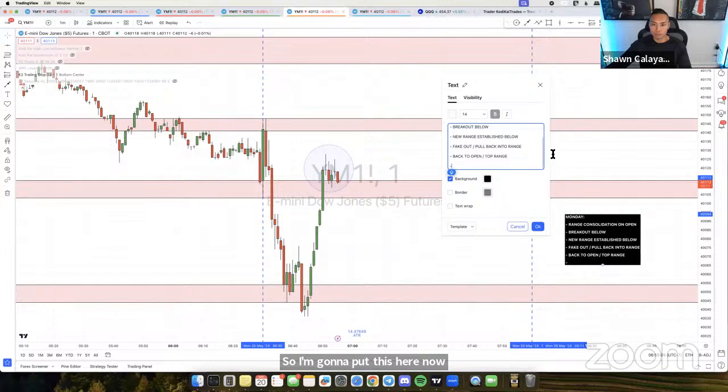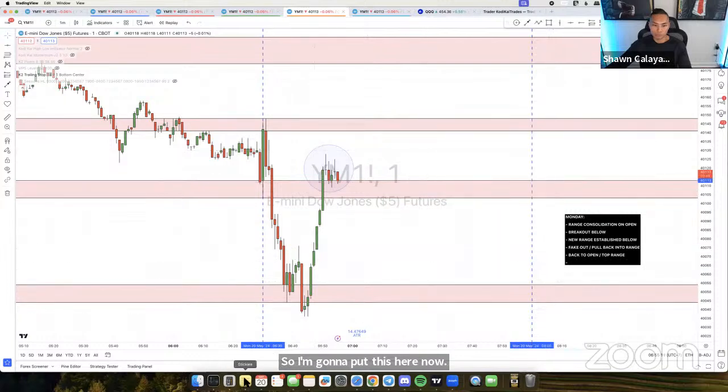Back to open top range. I'm going to put in my notes and I'll just copy it over here. It's probably easier to copy it. So I'm going to put consolidation. Top range.